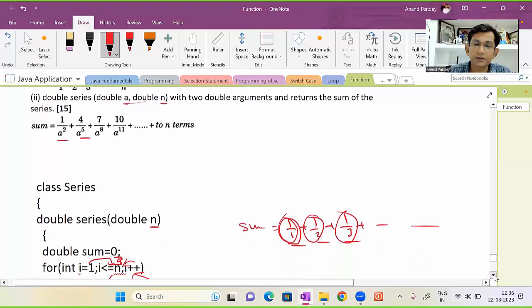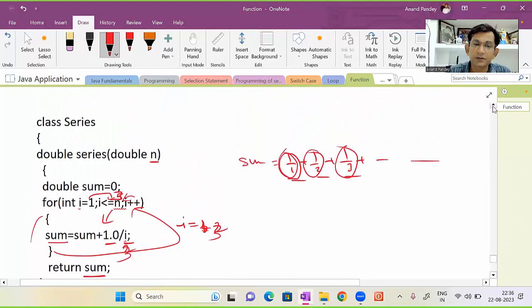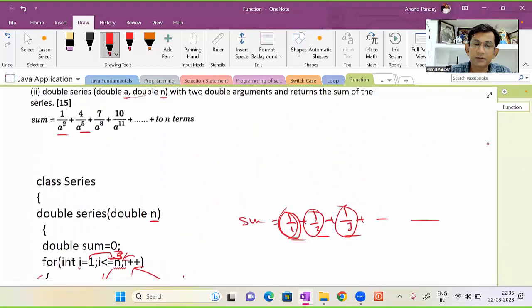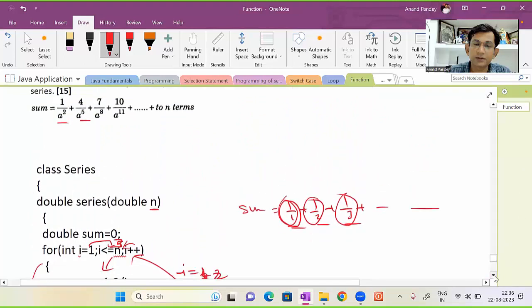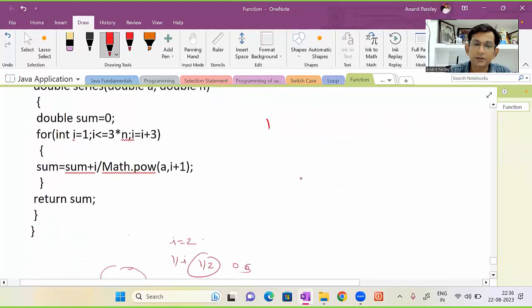So listen here. Let me write the series. What is that? The series is 1 upon a square plus 4 upon a to the power 5 plus 7 upon a to the power 8 and so on up to n terms. This is the series.